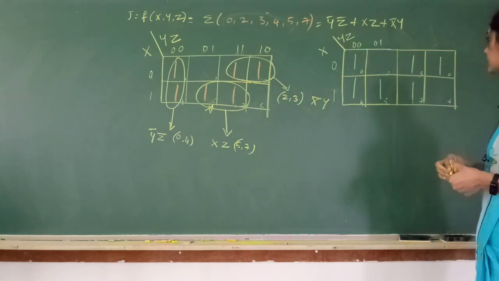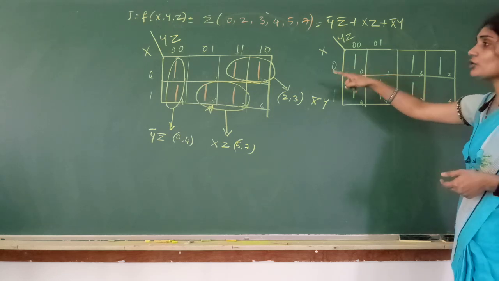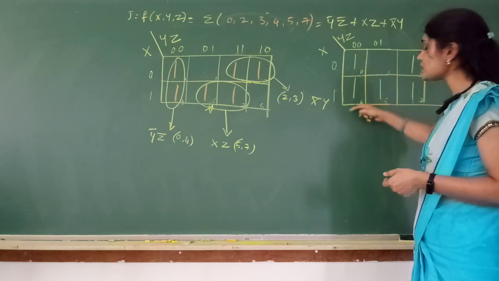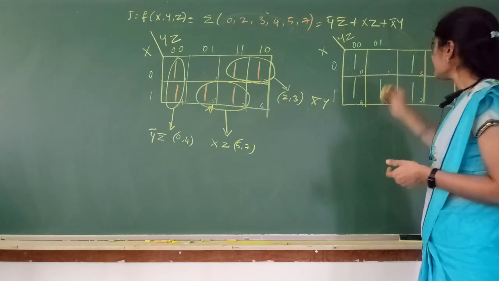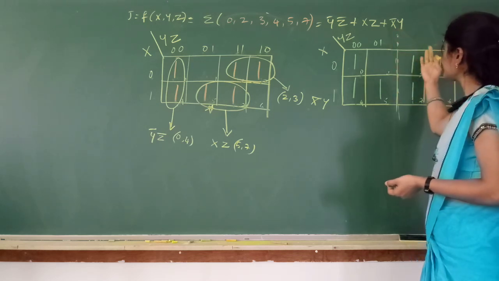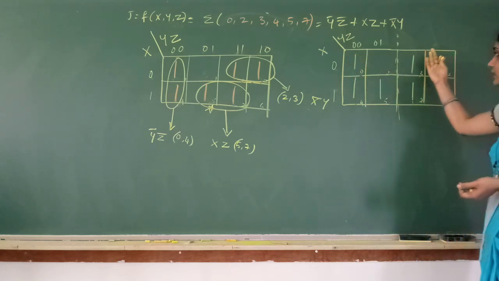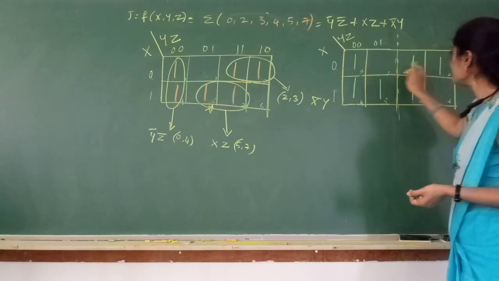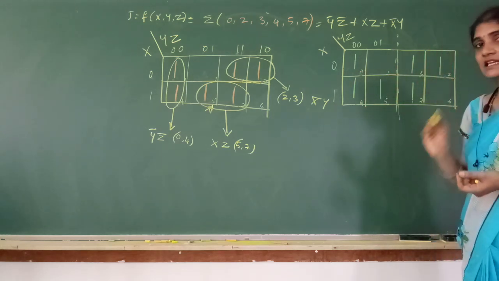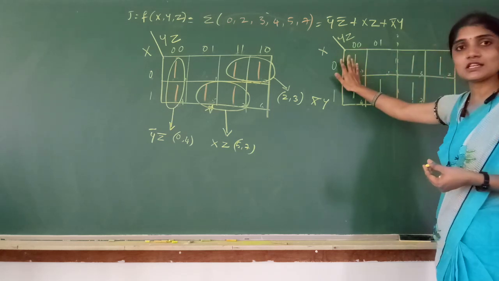Now, just look here. When I started grouping 0, I came to know that 0 is adjacent to 4, so I grouped 0 and 4. And if I fold the K map here, 0 will overlap on 2. If I fold the K map, 0 will overlap on 2. So are 0 and 2 adjacent? Yes, 0 and 2 are adjacent because 0 is overlapping on 2 or 2 is overlapping on 0.